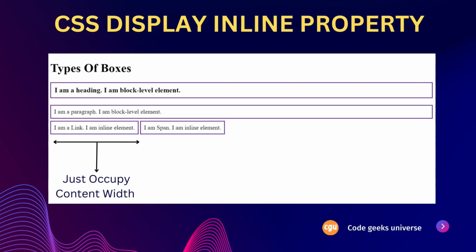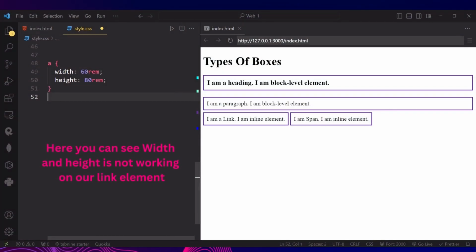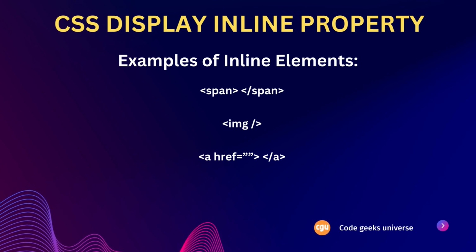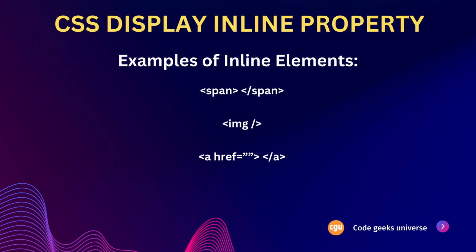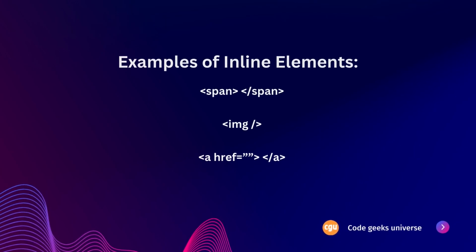In the case of inline elements, the height and width properties do not have any impact. Additionally, padding and margins are only applied horizontally, specifically on the left and right sides, but not vertically, meaning they won't affect the top and bottom. Now, examples of inline elements are the span element, link element, and image element, and we also have many other elements that have inline display.